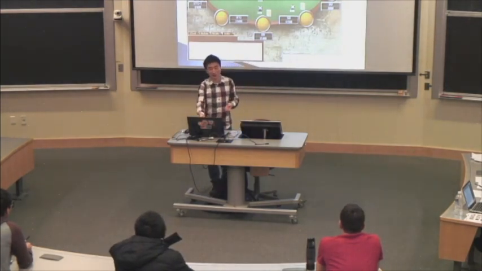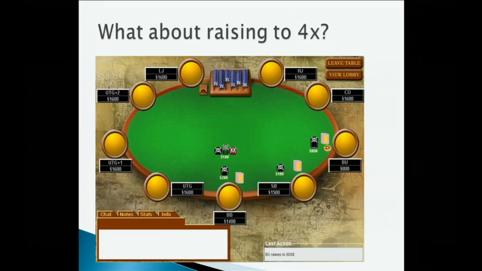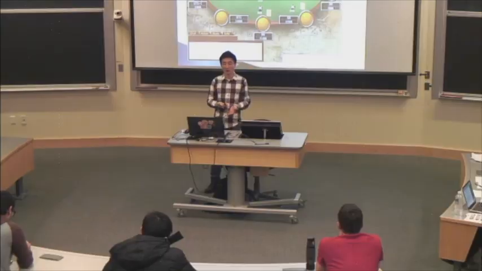So, fine. If you want to get around that, you can make it 800. If we make it 800, it's more or less equivalent. If they were going to fold, they were still going to fold. If they were going to re-raise all in, then we're still going to call. And then it's mostly equivalent. I'd say in this exact situation, if you raise to 800, it's pretty much the same as making it 1600. But on some off chance, it's still possible you're giving them a free option.